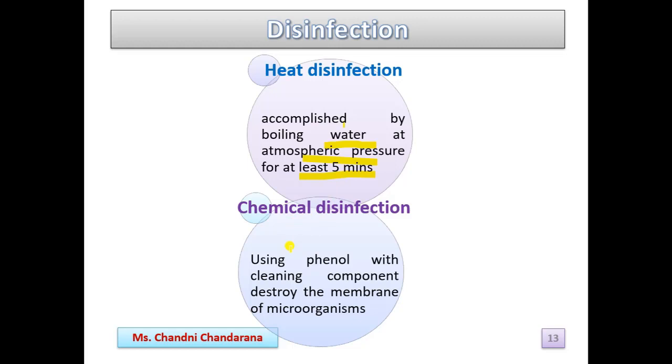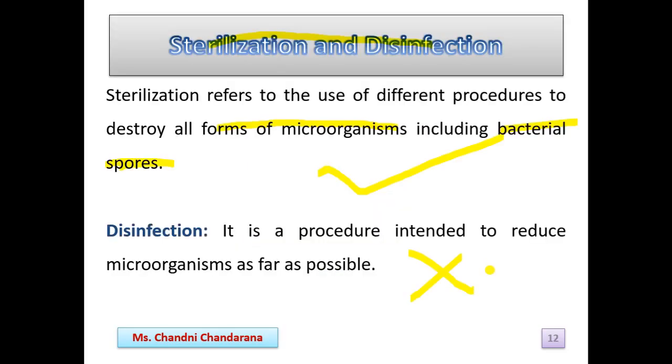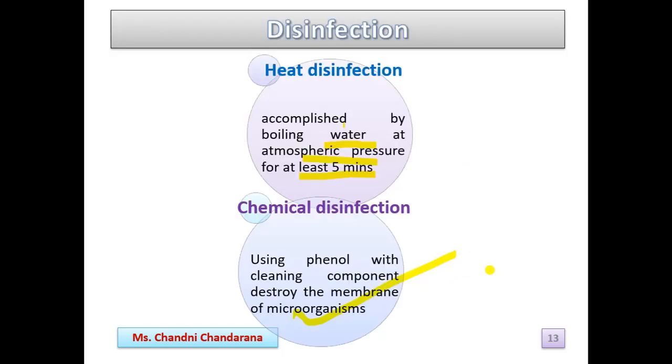And what is chemical disinfection? Here we use chemicals like phenol with a cleaning component to destroy the membrane of microorganisms. But here we can't destroy the bacterial spores. So this is the basic difference between sterilization and disinfection. And it is clear now the types of disinfection as well as the process of sterilization.